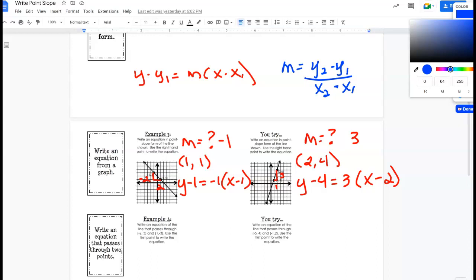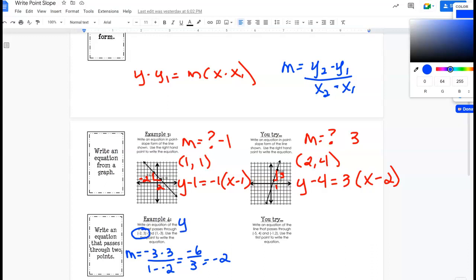So for example 4, we're going to first start by calculating the slope. So we're going to subtract the y values, and so we're going to do -3 minus 3 for the y values on top, and then we're going to do 1 minus -2 for the x values on the bottom. So that gives me -6 over +3, and so my slope on example 4 is -2, and they tell me to use this first point right here, which is -2, 3.